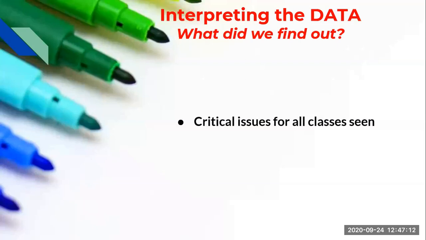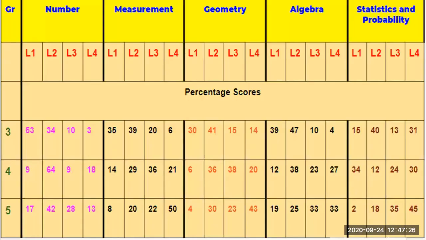The first thing that we would have noticed looking at the data is that for all the classes, we have critical issues here. There is great cause for concern. Looking at the data, you can see right across the board, for all the strands and for the 3 grades represented here, there is a high percentage of the responses at level 1 and level 2. This means that there is a serious problem in mathematics at this school, and we need now to be very targeted in getting an intervention program. This is a matter of urgency. So right across, there is weakness.